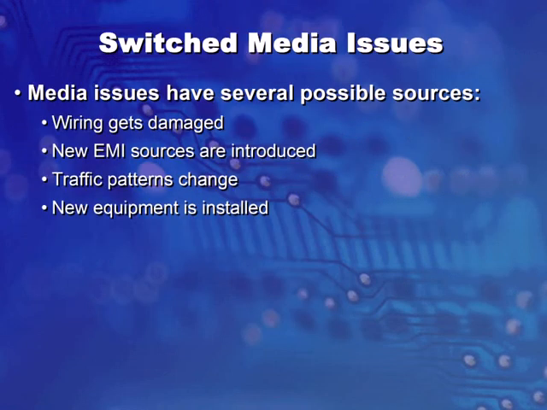As far as media issues, there are lots of different possible explanations for problems at layer 1. The wiring could be cut or damaged. You could have electromagnetic interference on your network. So EMI sources are somehow introduced onto your network in a way that's going to damage the overall transmission of the traffic. You could have issues where your traffic patterns completely change and could have very adverse effects on the way the network is operating.